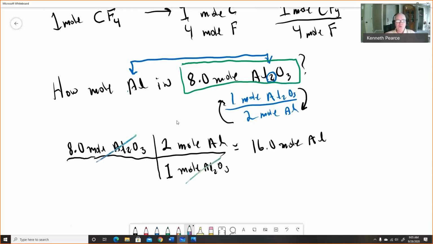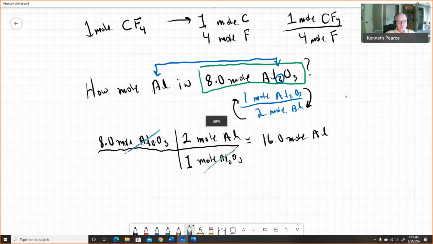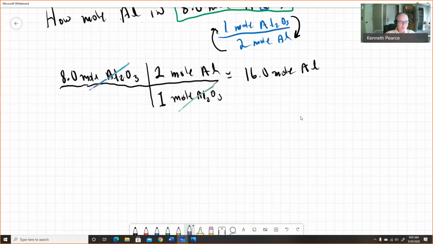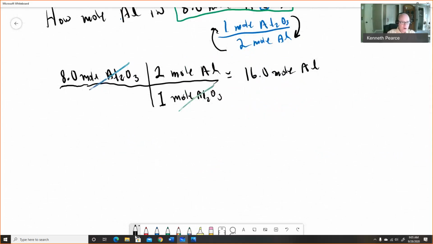So we have set this up so that the moles aluminum oxide cancels. And how do we know we needed that mole ratio? Because we were going between 2 different things, aluminum and aluminum oxide. Aluminum is not aluminum oxide, and aluminum oxide is not aluminum. And so we can do something very similar. We'll try another one. How about, let's take that carbon tetrafluoride.